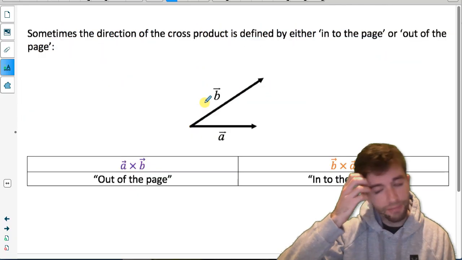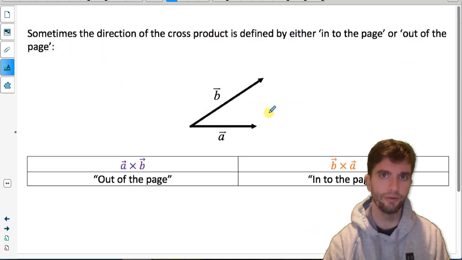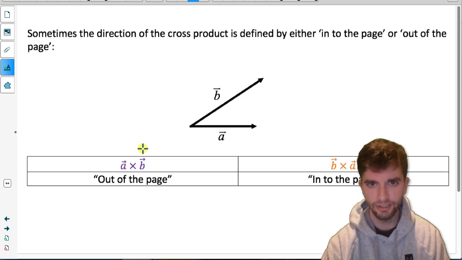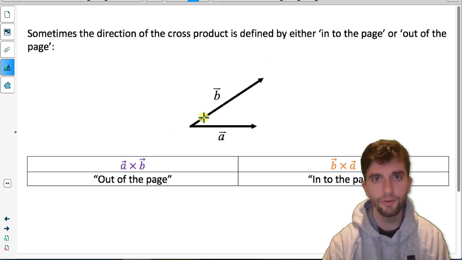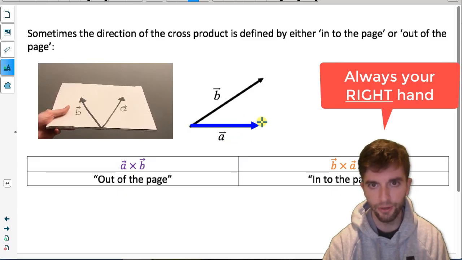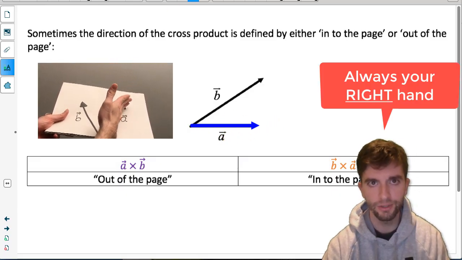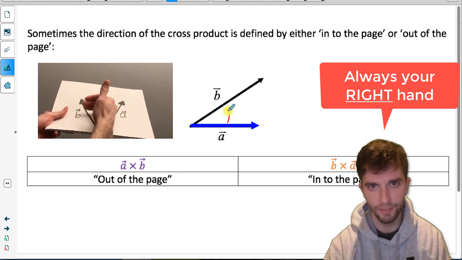Sometimes you'll hear a cross product being described as into or out of the page. So for these two vectors, based on their orientation, if we were to be doing A cross B, we would place our hand along vector A with our fingers pointing in the same direction as vector A, and then we would try and curl our fingers towards vector B.